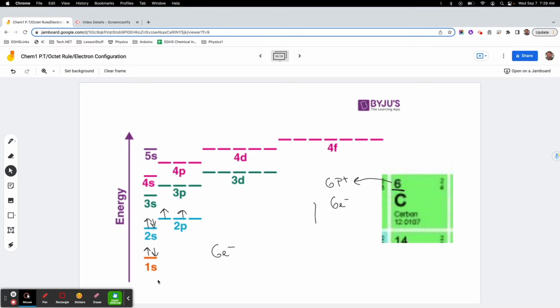You don't have to know the name. Now I can double check: 1, 2, 3, 4, 5, 6. I have 6 electrons. So my electron configuration for this is 1s2, 2s2, 2p, 1, 2. If I want to tidy it up, I just put them all together.